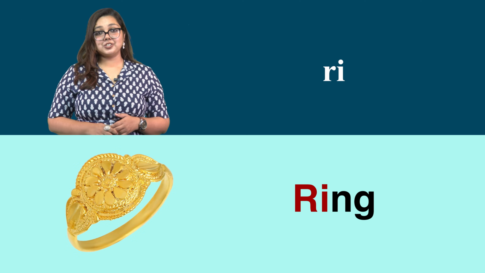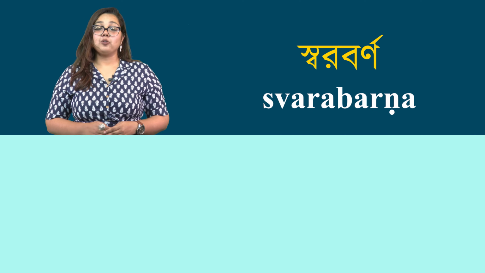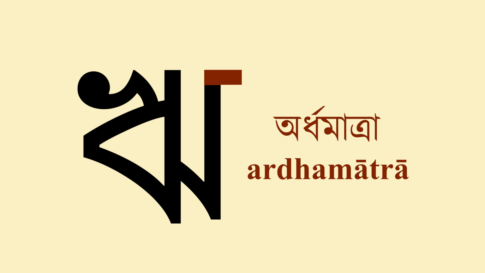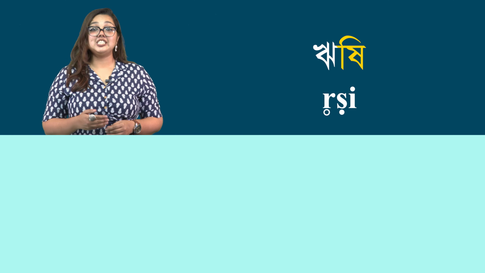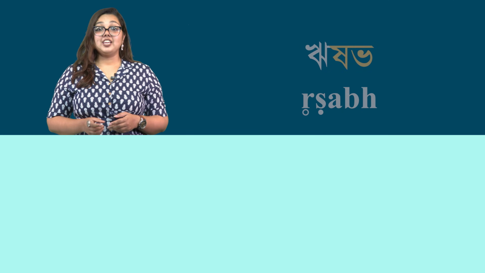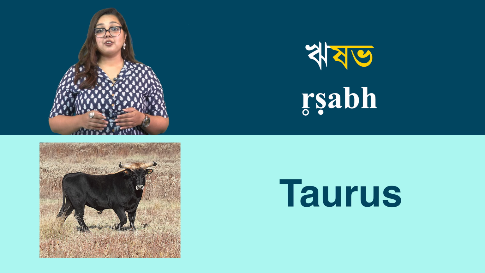The next letter is ri. The pronunciation is similar to the ri in ring in English. It is a shoroborno or vowel. Like jha, ri also has ardhamatra. Ri also has a diacritic form known as rikar. It can occur in its original form in the word initial position. For example, in rishi means a sage, in rishab means Taurus.